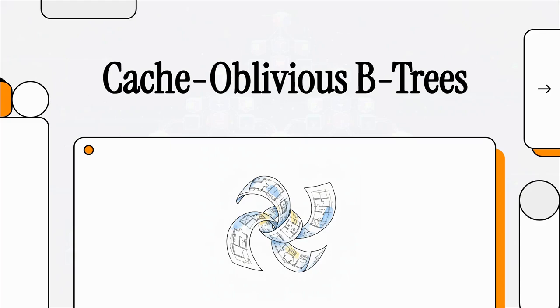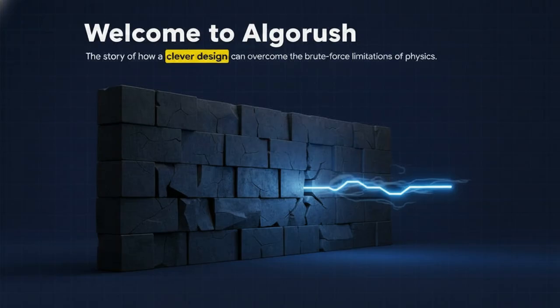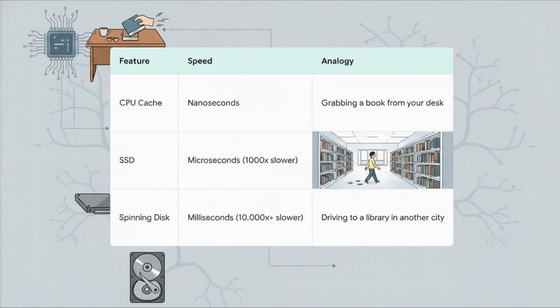So today, we're going to dig into a truly elegant data structure. Think of it like an architectural blueprint, one designed to tackle one of the biggest bottlenecks out there in computing, just getting data from where it's stored to where we actually need it, and doing it fast. Yeah, this is really a story about how a super clever design can outsmart the raw, brute force limitations of physics.